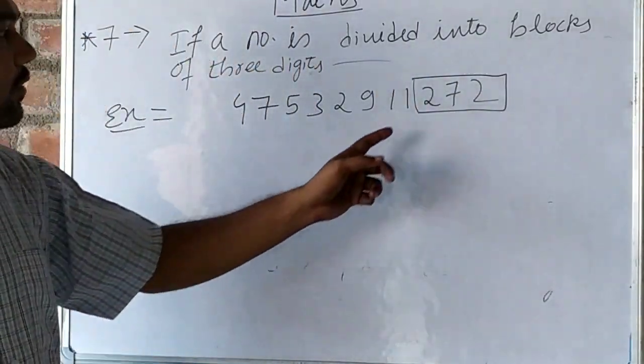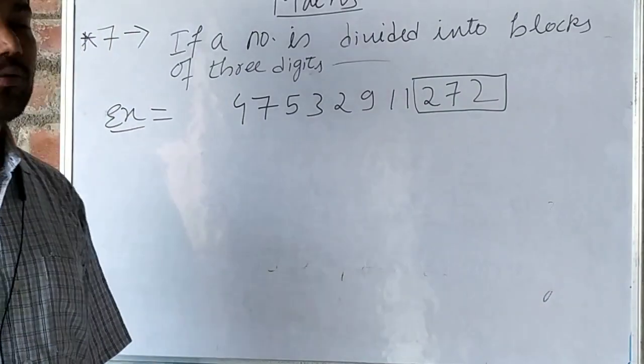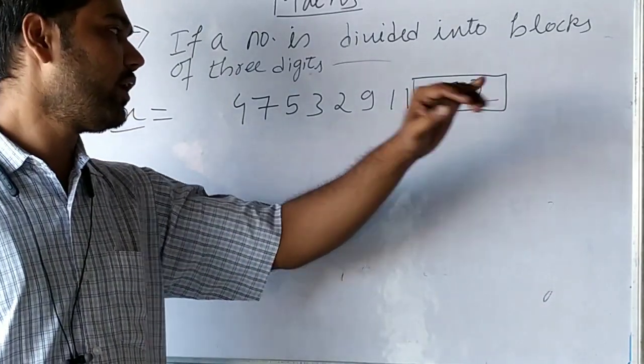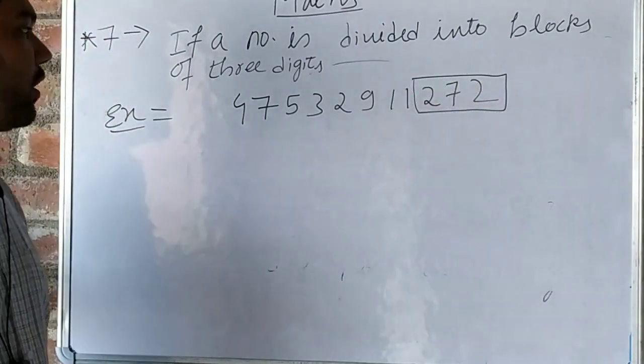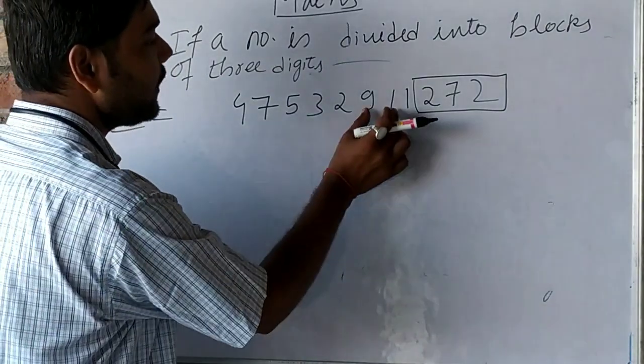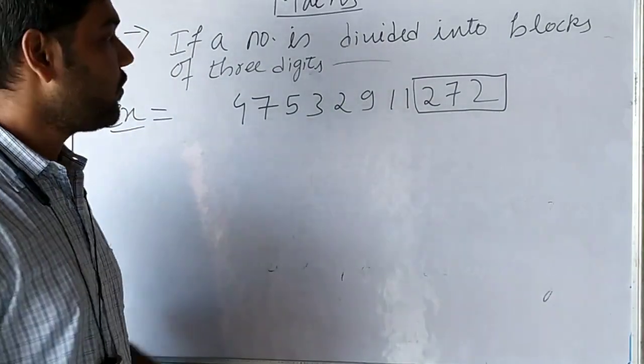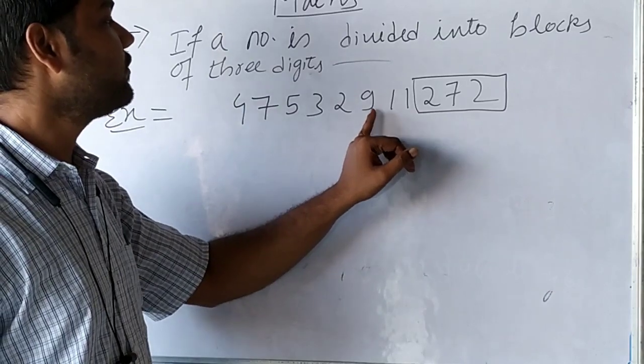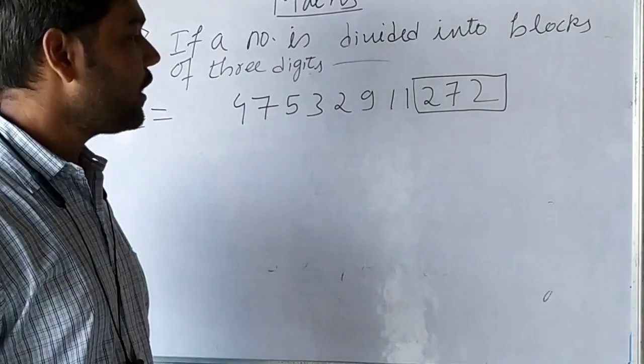I have made a block. In that block we have 272, that means 3 digits: 2, 7 and 2. 272 in one block. Then we will leave the next 3 numbers. Understand? That means 911 will be left out.